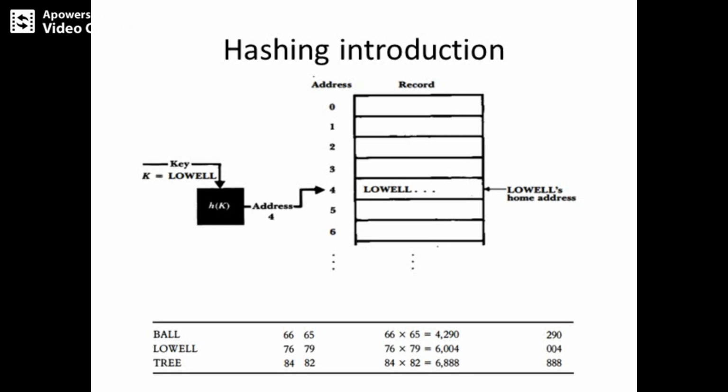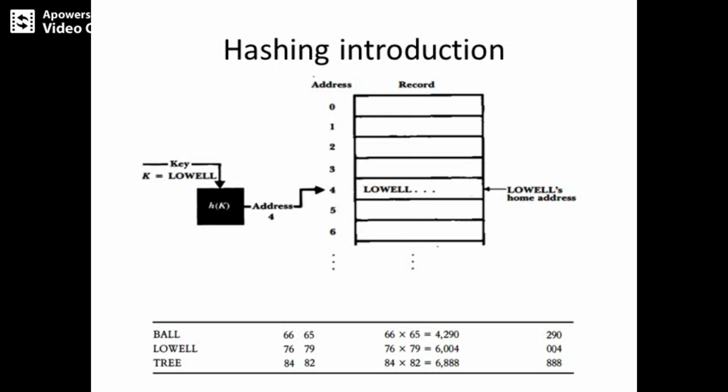If you consider this diagram, you can see there is a key called lowell, and you can see h of k, we call it as hash address. So the function to calculate hash address, this h of k, is going to give you a particular address to which you are going to copy the key lowell, right? So this is your computer memory, and these are the addresses you have.